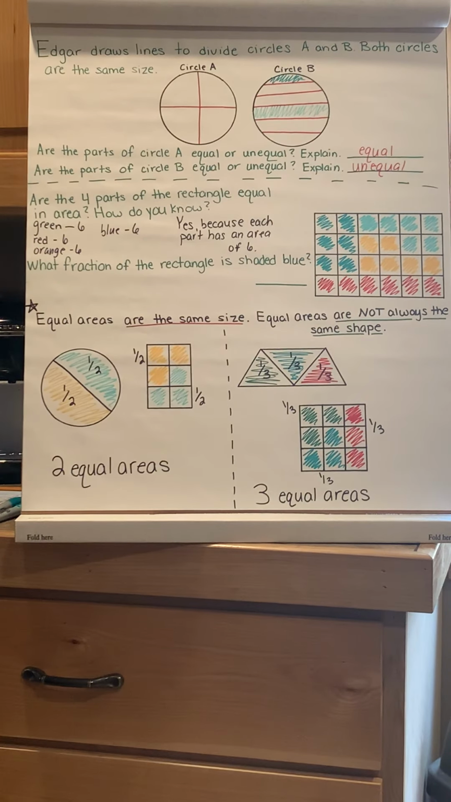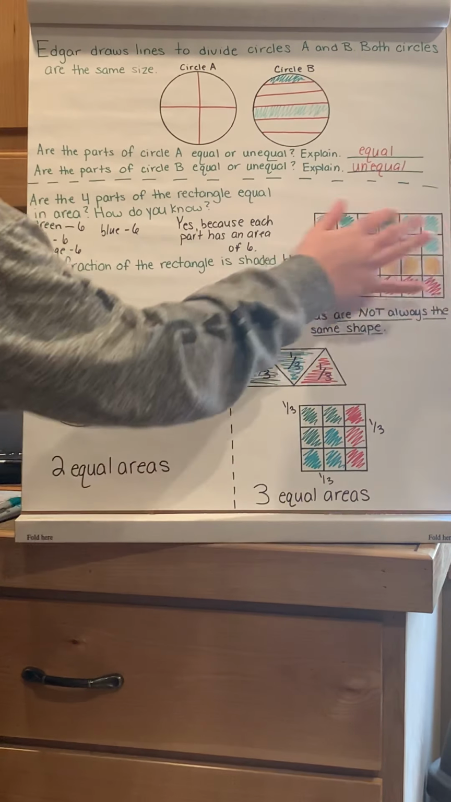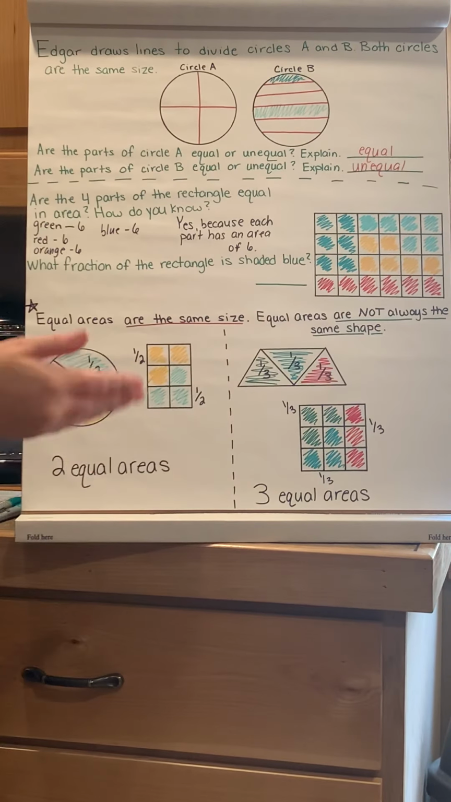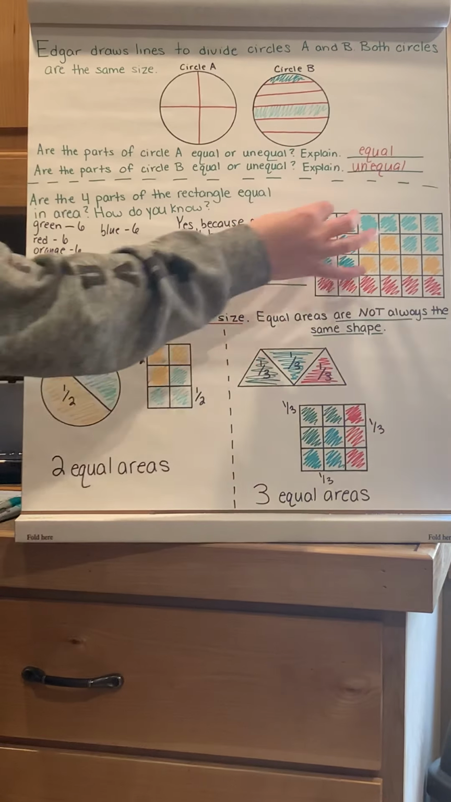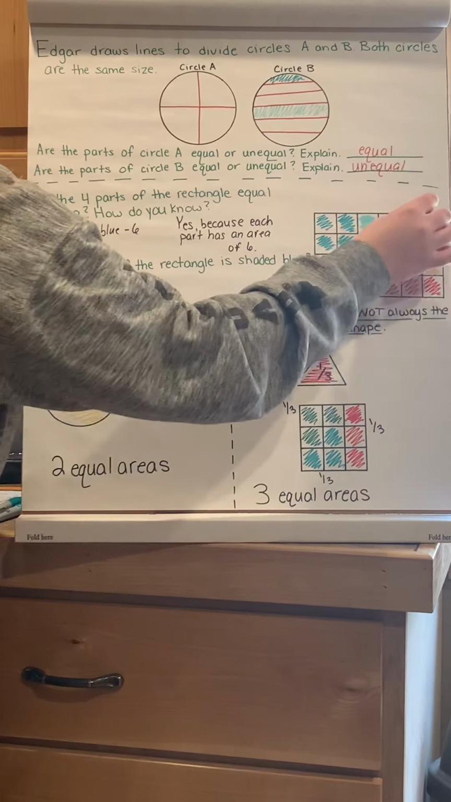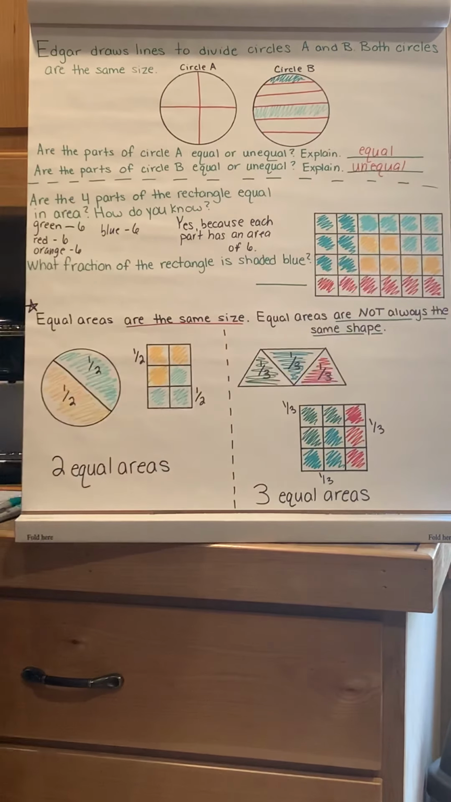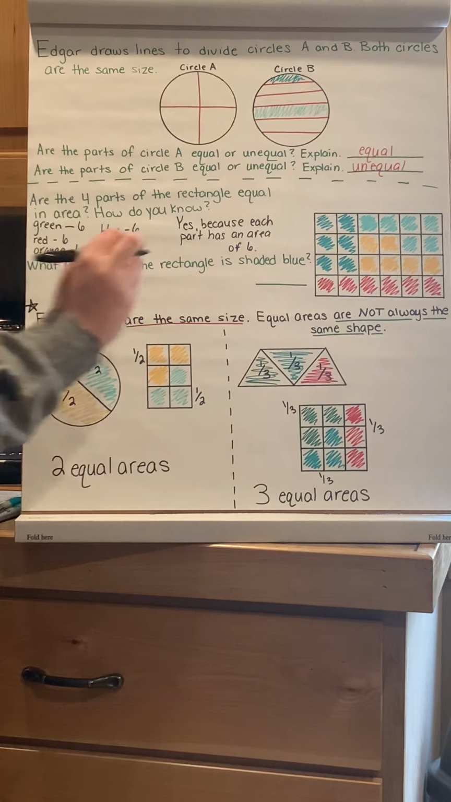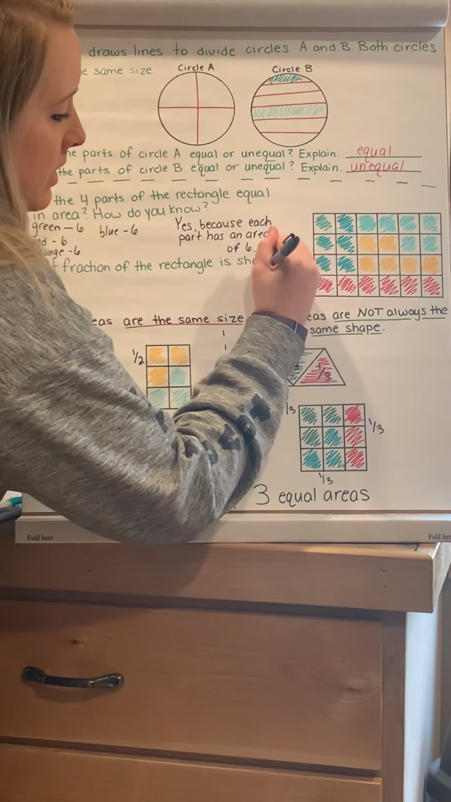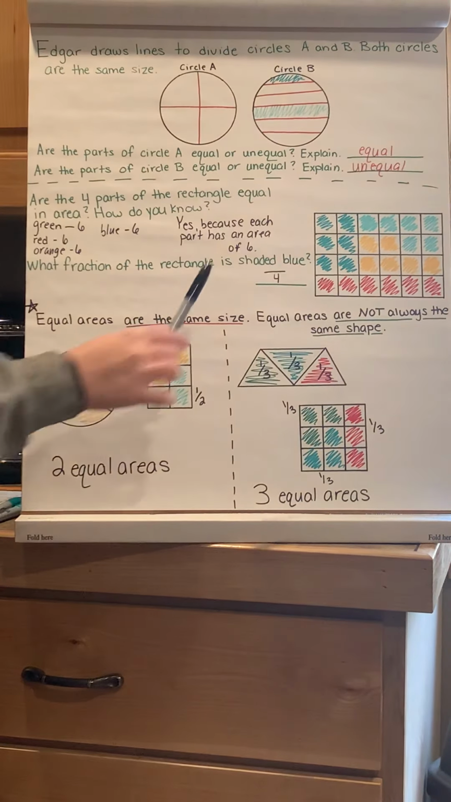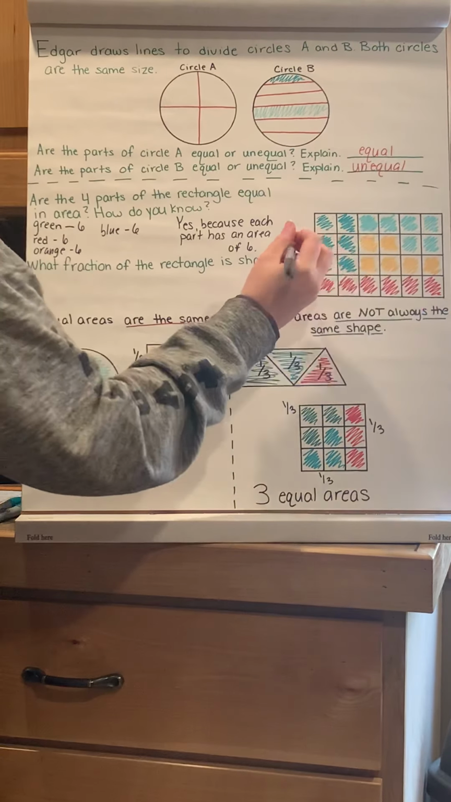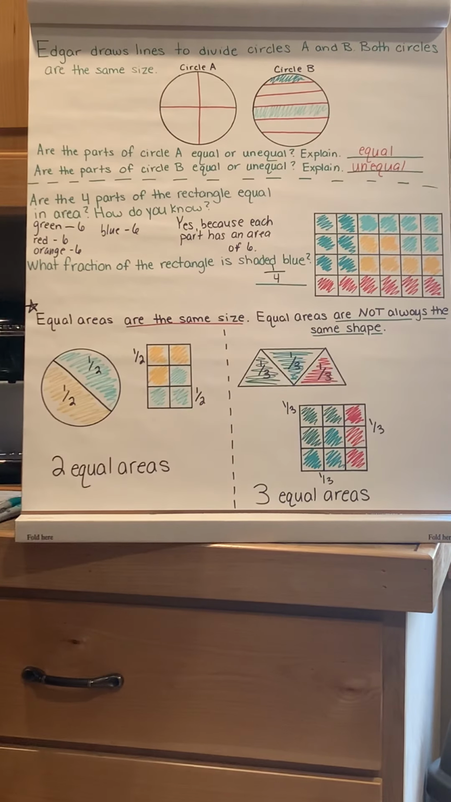Now they want to know, what fraction of the rectangle is shaded blue? Well, here's my whole rectangle. It's split into 4 sections. 1, 2, 3, 4. So what fraction of this rectangle is blue? I know it's split into 4s, and the blue's only taking up 1 of the sections. So 1/4. 1/4 of this rectangle is blue.